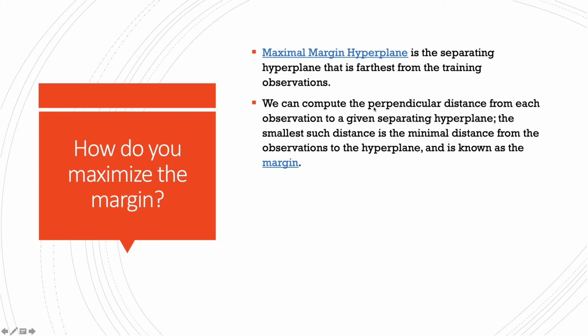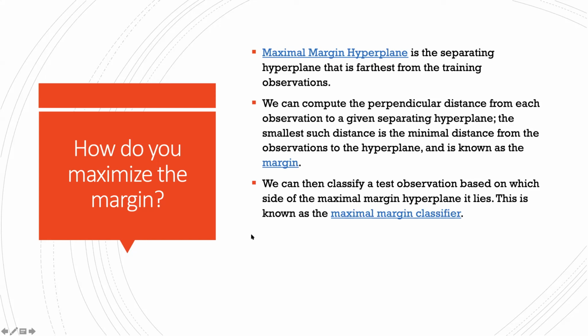Please remember, maybe from geometry, that this distance is the closest distance from our observations to the hyperplane. That's why it is important for us. The smallest such distance is the minimal distance from the observation to the hyperplane, and we know it as the margin. We can then classify a test observation based on which side of the maximal margin hyperplane it lies, and we call this the maximal margin classifier.